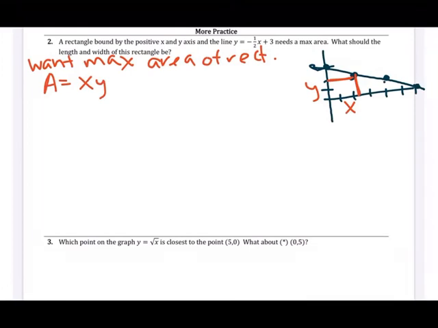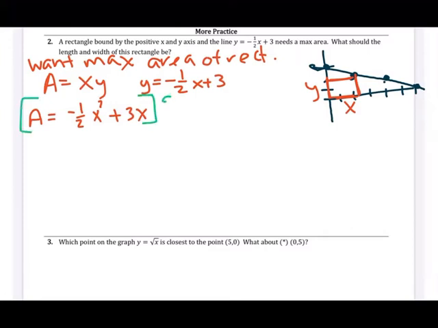So I've set up my picture by just drawing the line y equals -1/2 x plus 3, binding this with the axes, and just sketching out what I'm talking about. I'm talking about this rectangle here. The formula for the area of this rectangle is going to be area equals x times y, but we also know that y is equal to -1/2 x plus 3, so we can go ahead and substitute that in. Now I have the variable that I want to maximize isolated on the left, and the right hand side is only in terms of one variable, so I can differentiate with respect to that one variable.